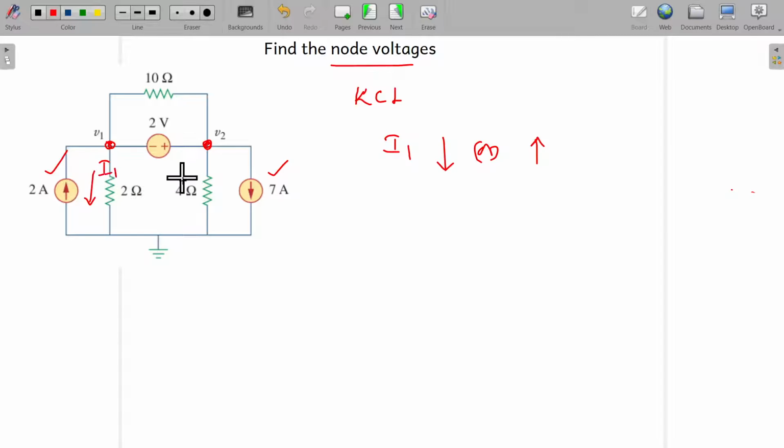So I mark it as I1. Here also I can mark another current, and I name it as I2. Here also I assume the current direction downwards. You can either place it downward or upward. Both are correct. And then this is the third path. Through the third path also you have to assume the current direction.